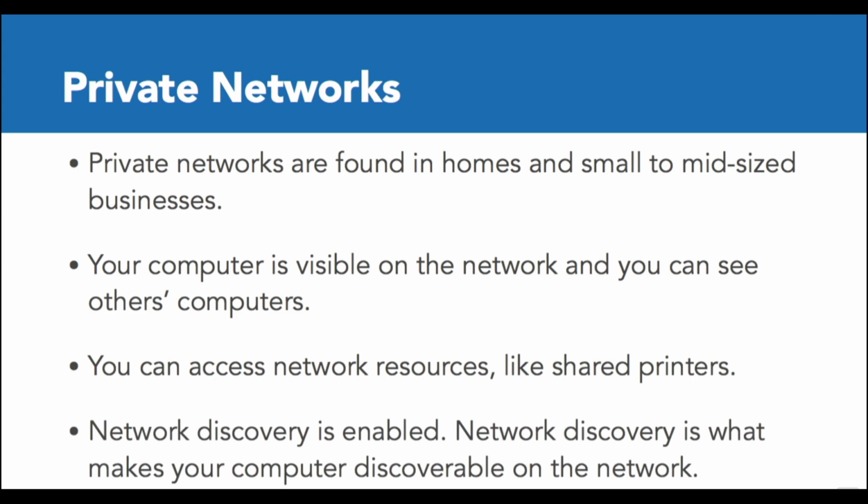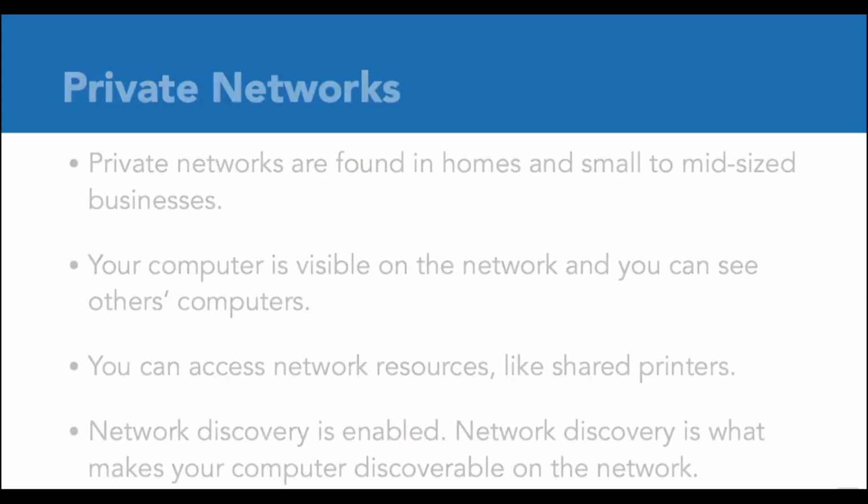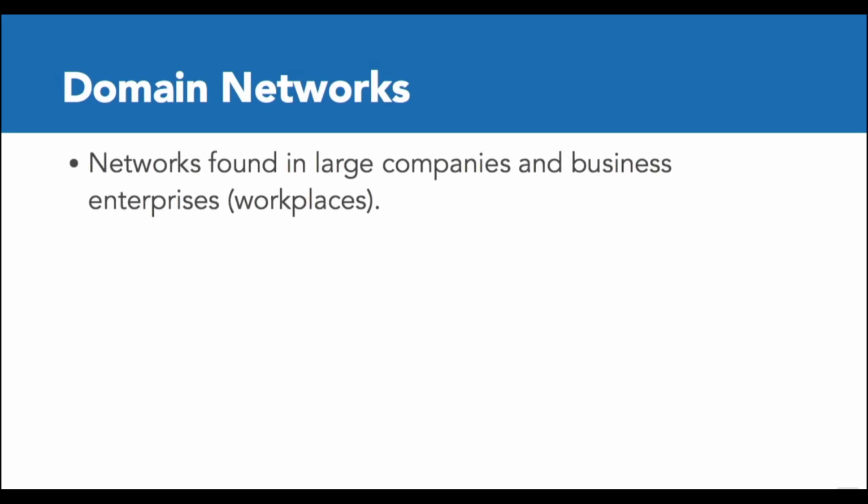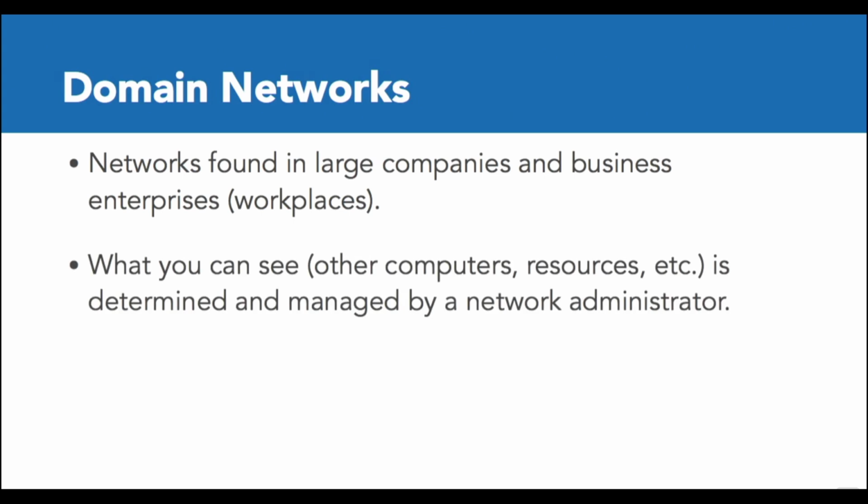The public network profile is configured for hotels, coffee shops, libraries, and so on. There are generally no shared printers, and you can't see other computers on the network. Domain networks are configured for large businesses like enterprises. Resources are available, but users need the proper permissions to access them.